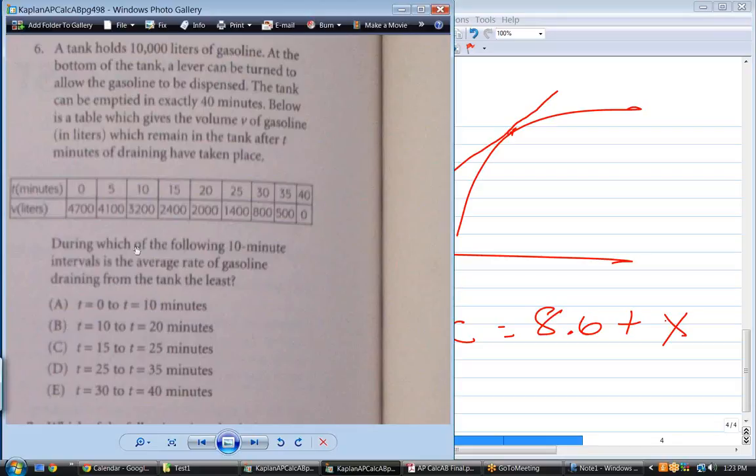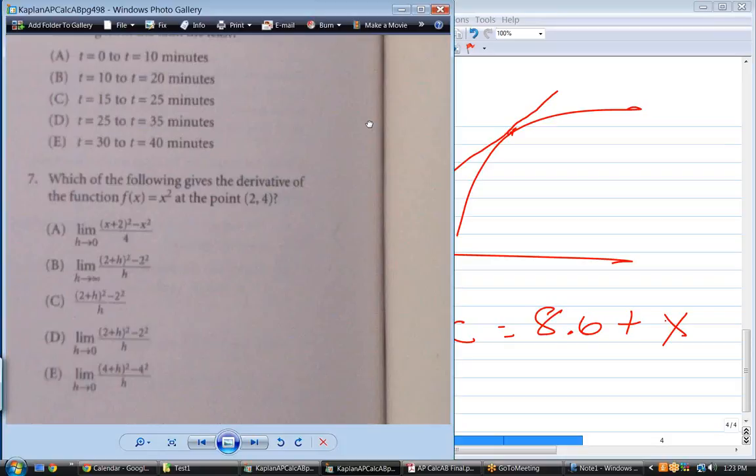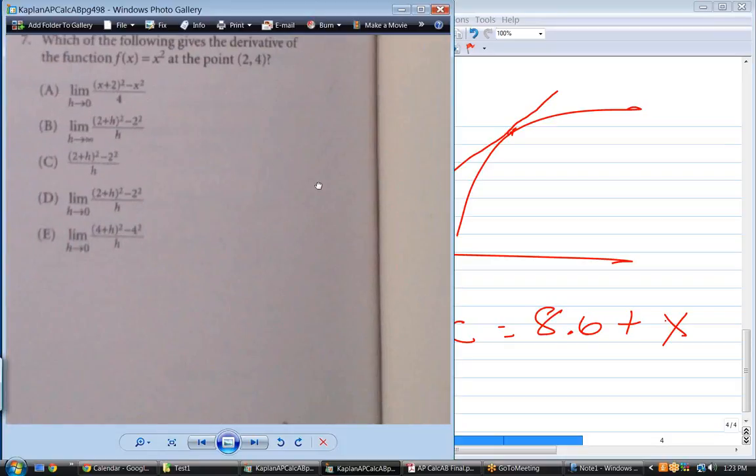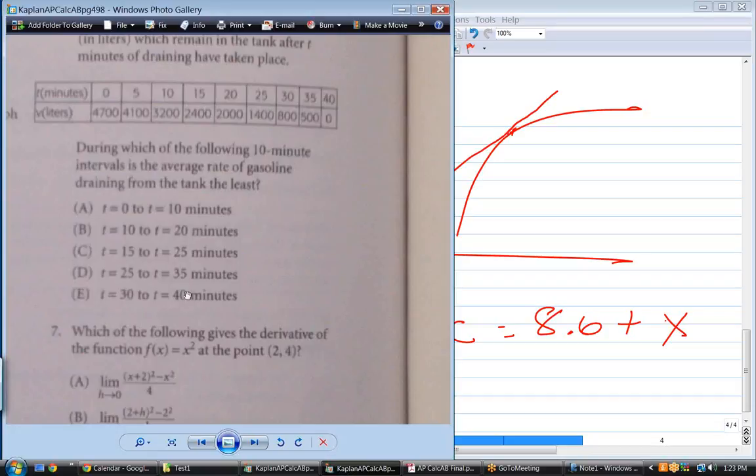In other words, 0 to 10 was 1,500, and we kept getting smaller and smaller and smaller. So this problem really wasn't the calculus problem either. Just was talking about the thing that's important to calculus, which is rate of change.